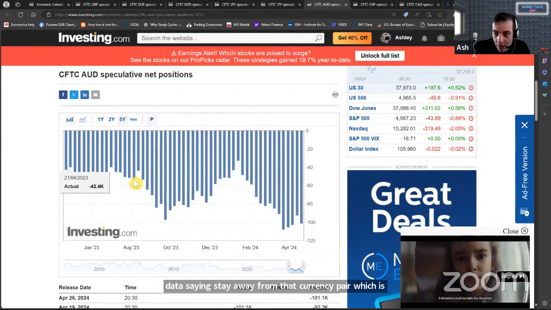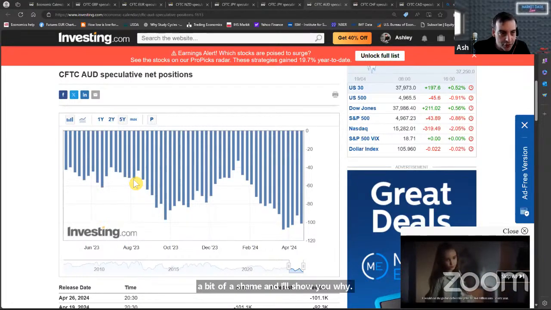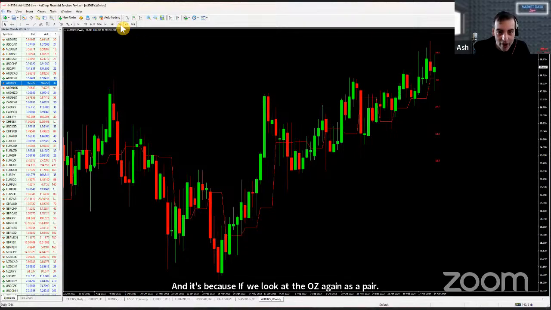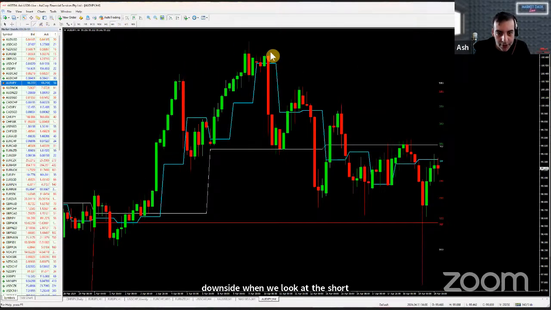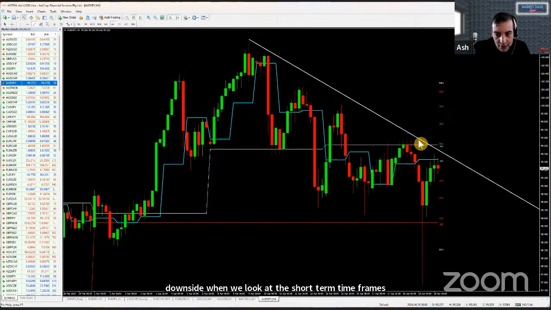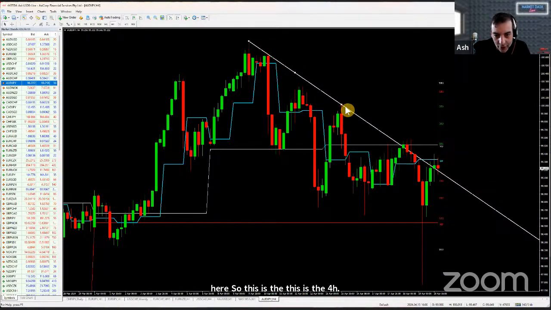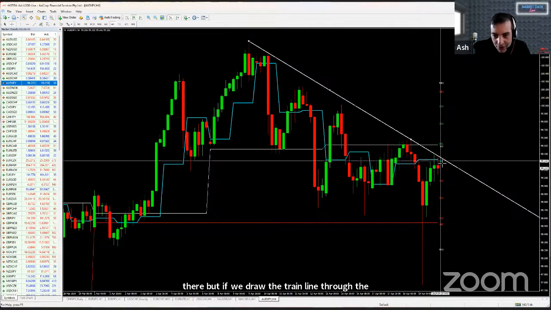It's because if we look at the Aussie yen as a pair, technically, it's actually really attractive for some downside when we look at the short-term timeframes here. So this is the 4 hour. Struggled really to kind of get through. Now it could be that the trend line needs to be drawn there, but if we draw the trend line through the highs, that is suggesting some downside.